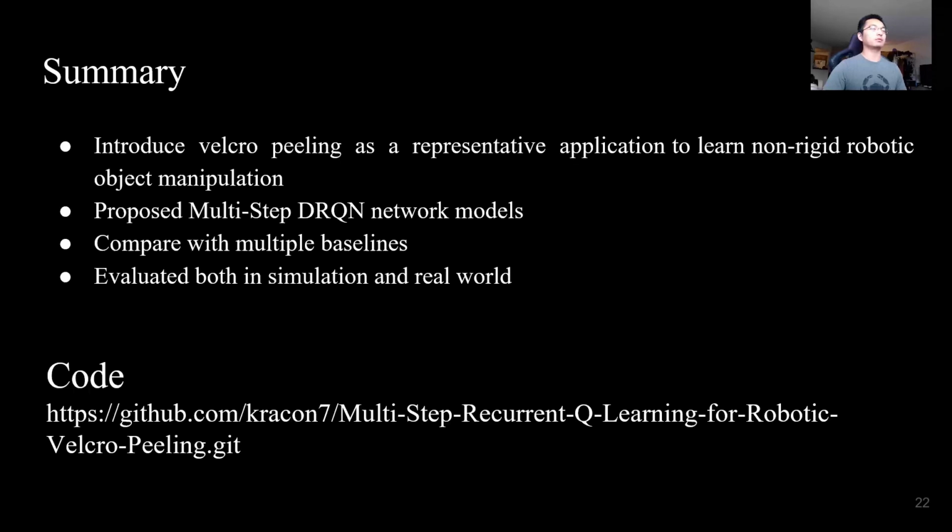To sum it up, we introduce Velcro peeling as a representative application to learn non-rigid robotic object manipulation. We proposed multi-step DRQ and network models. We compared with multiple baselines, and we evaluated both in simulation and in the real world. Our code is available online.